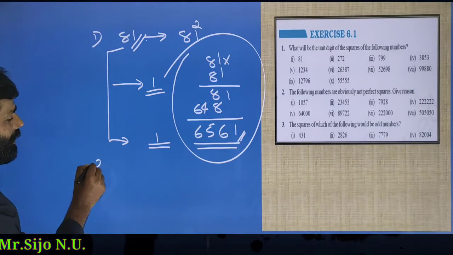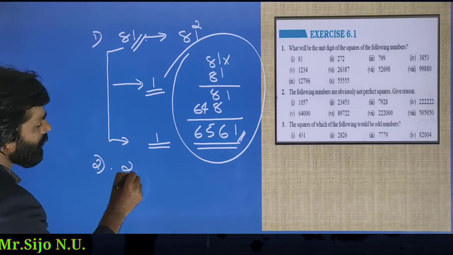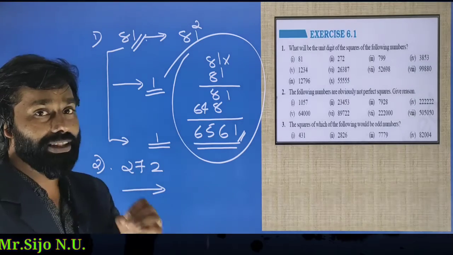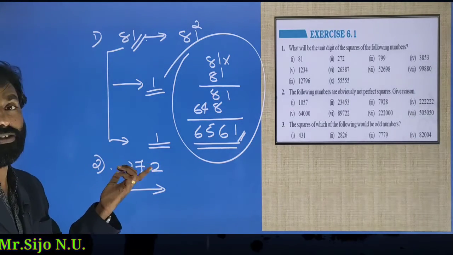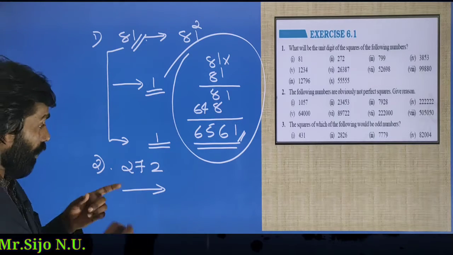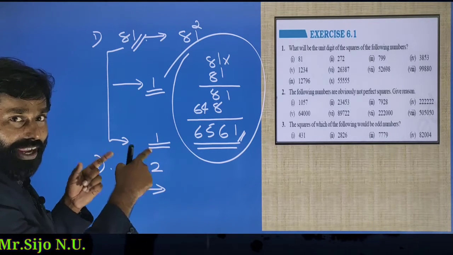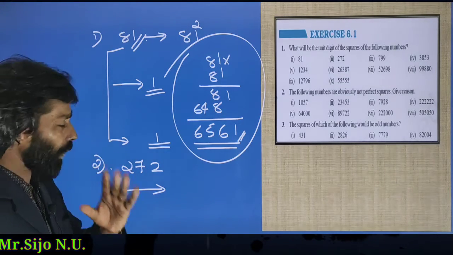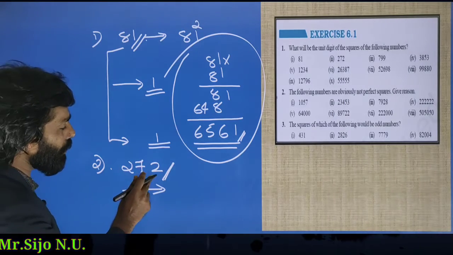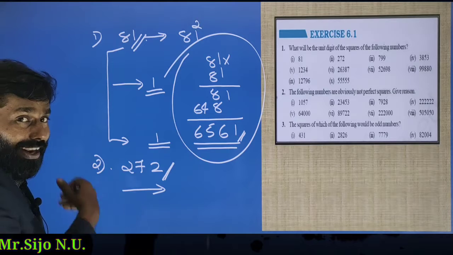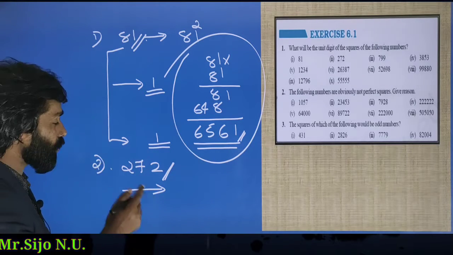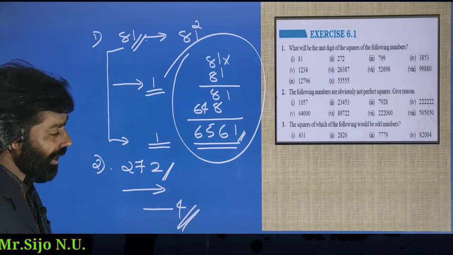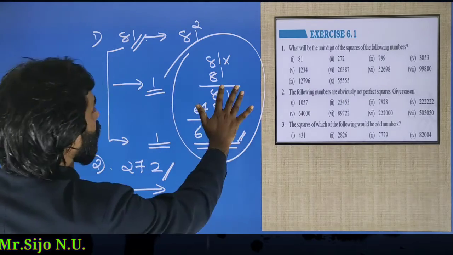Got it? Let us consider the second question. It is 272. This is a number, and they are asking what will be the unit place digit of the square of this number. So we have to find the square of this number first and check the unit place of that. Is it needed? No. We have to check the unit place digit of this number and take its square. We know 2 square is 4. So that 4 should be the unit place digit of the square of this number. Hope you understood.